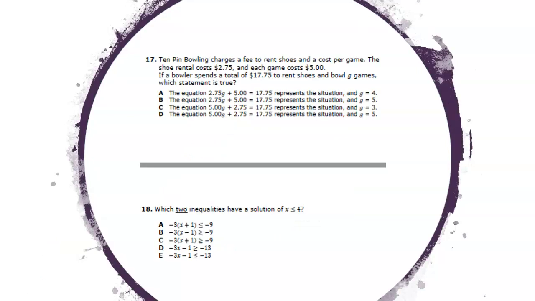17. 10-pin bowling charges a fee to rent shoes and a cost per game. The shoe rental costs $2.75 and each game costs $5. If a bowler spends a total of $17.75 to rent shoes and bowl G games, which statement is true? Let's see here. The equation 2.75G plus $5 equals $17.75. Same thing, but when G equals 4, G equals 5. Okay, so we are looking at doing some plugging in here.